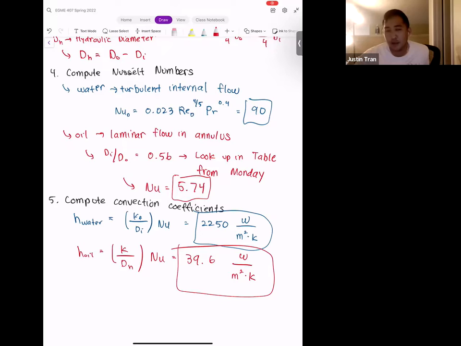Anytime you have to make a guess like this, you make a guess, you solve the problem, you go back and check how good your guess was. And if it was off, then you redo the problem from there. So this H water is still pretty tentative until we find out what the outlet temperature of the water is.